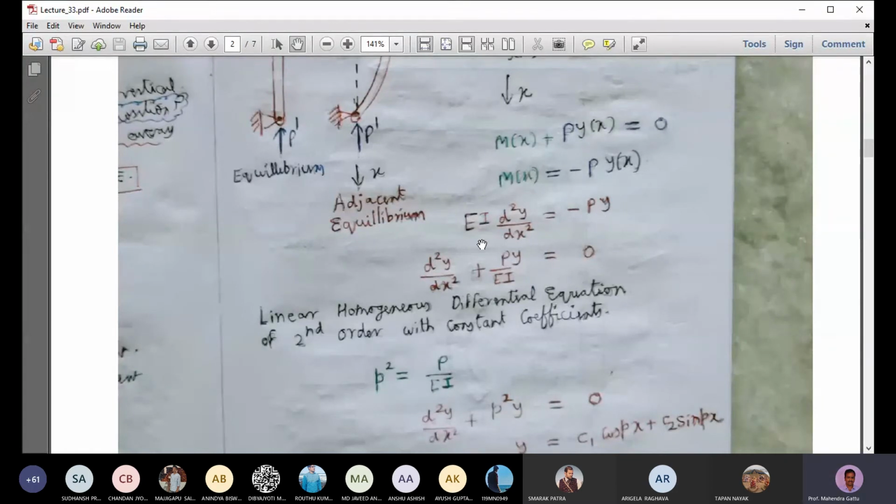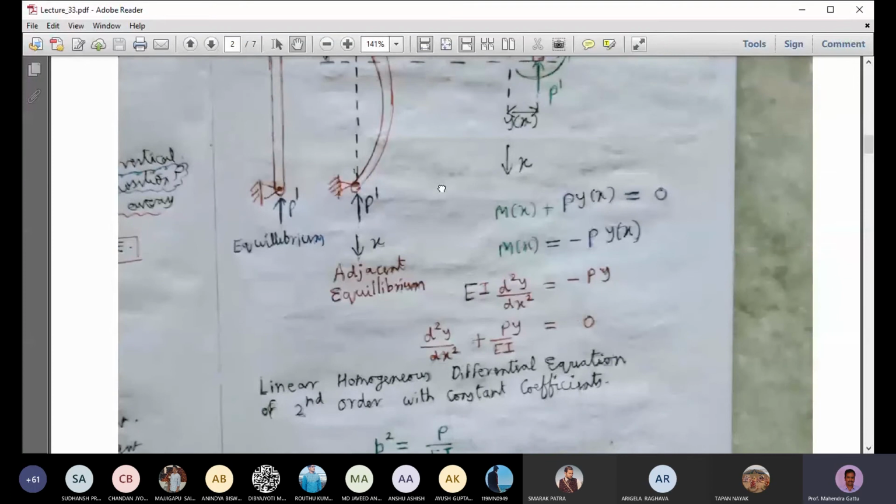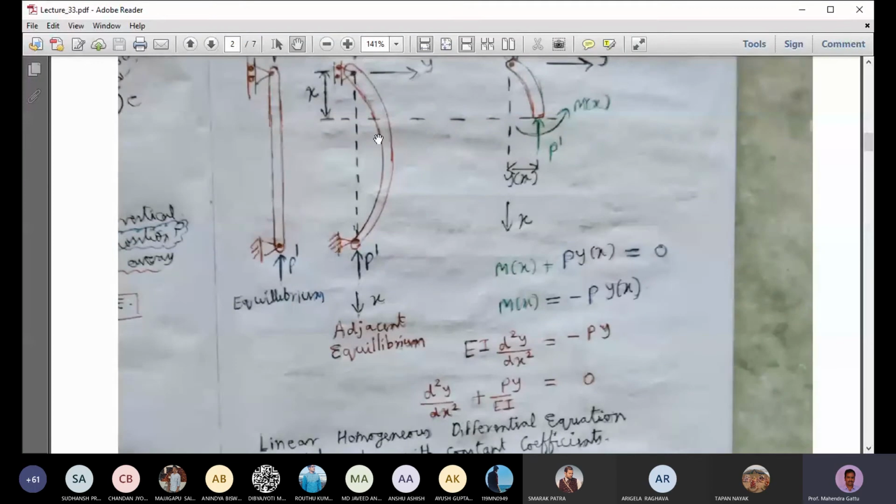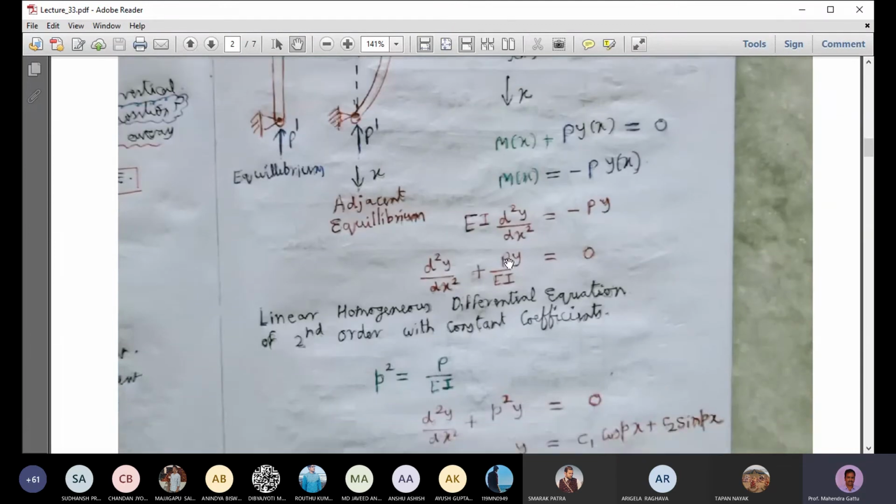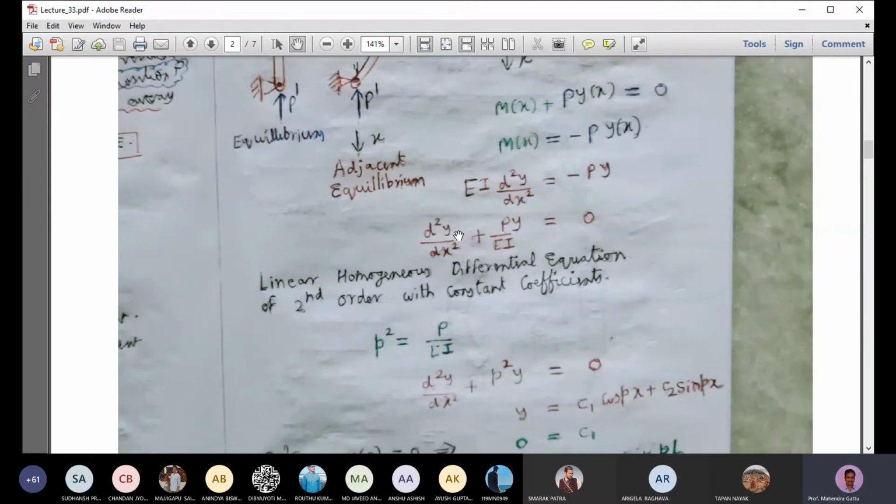So we can send EI, the flexural rigidity term, to the denominator, and this entire term you can send to the left hand side. So you get d²y/dx² + Py/EI = 0. So this is the equilibrium equation for this bent configuration. Here we see that P is not known, and this is a second order equation.